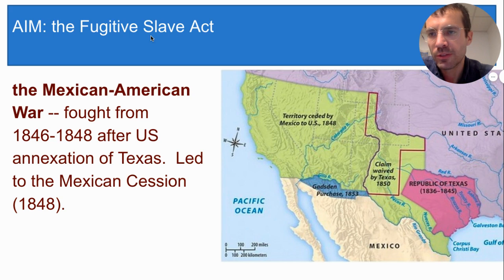All right, two more events to review. The first was the Mexican-American War, which is when the US and Mexico went to war over the annexation of Texas. In 1848, the US won the war, kept Texas, and also got a lot of new land in the West, including this area, which became the state of California.